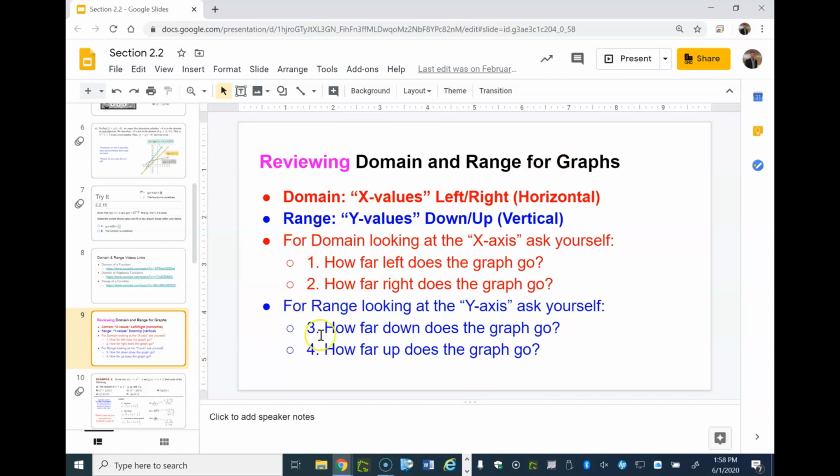And for range, how far up does it go? I'm sorry, how far down does it go? And then how far up does it go? In this order. This will tell you the range, and again, we're looking at the y-axis of the graph.